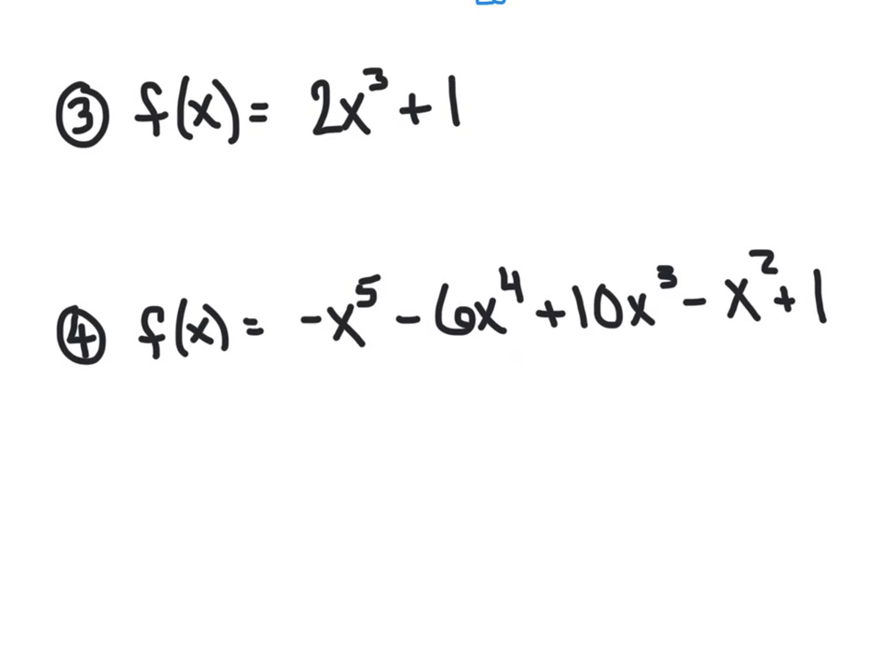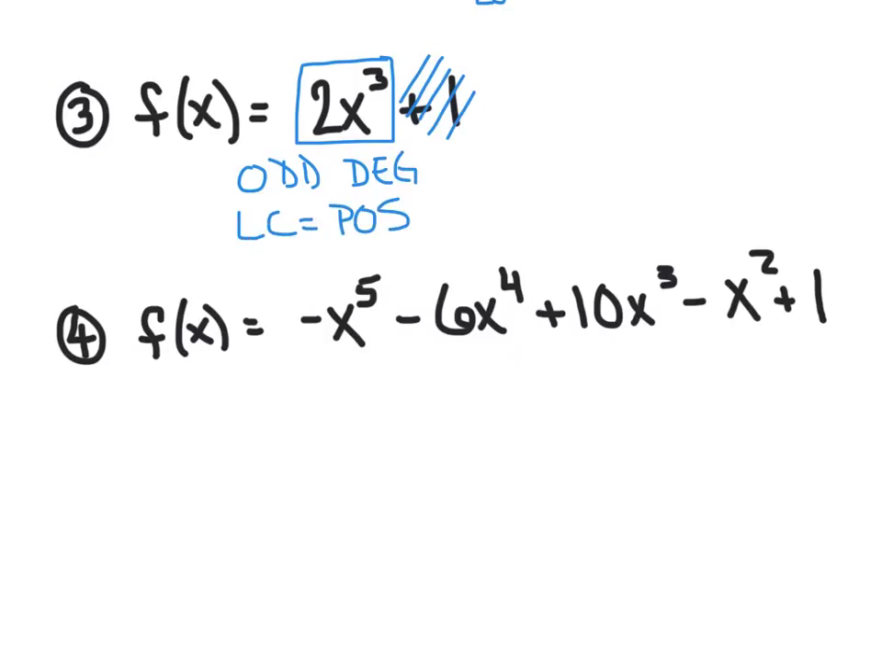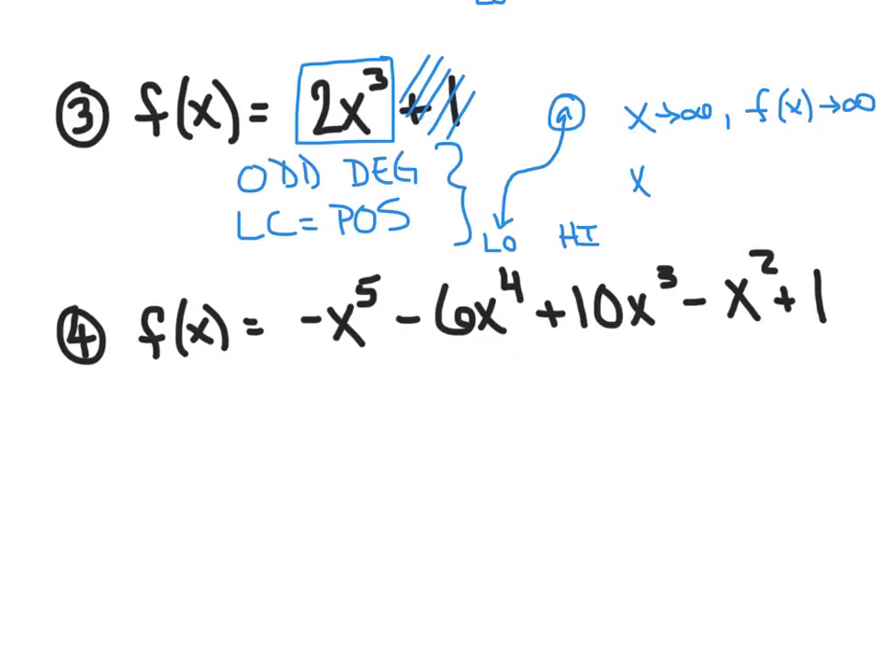Alright, next function. Let's focus on this term right here, and we'll totally just ignore the 1. So what we've got here is an odd degree function, and the leading coefficient is a positive 2. That's going to remind me of the third case. And we said in this case it started low but it finished high. Start low, finish high. So as x approaches infinity, f of x approaches infinity, and that describes that side. As x approaches negative infinity, f of x went down, so it approaches negative infinity, and that describes that side.